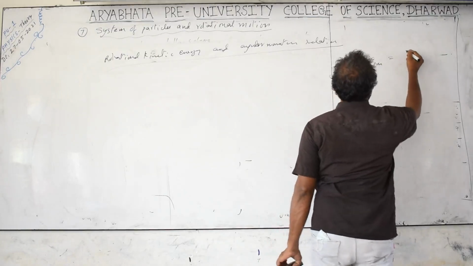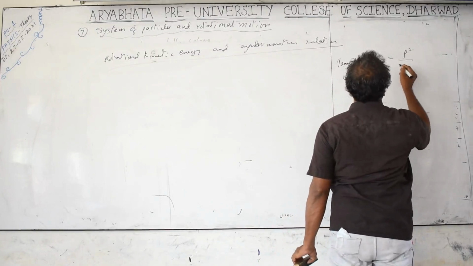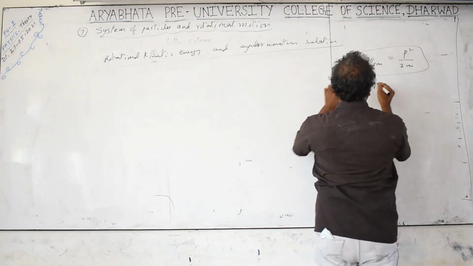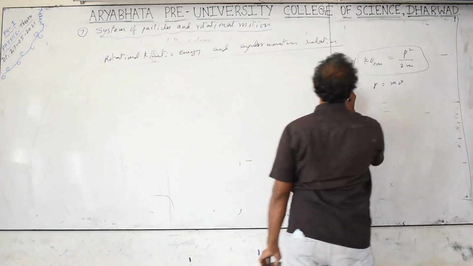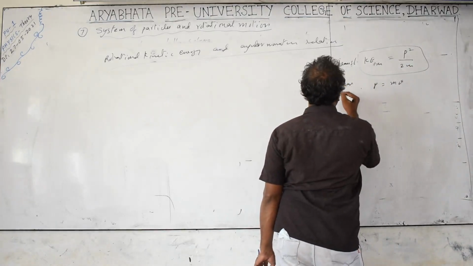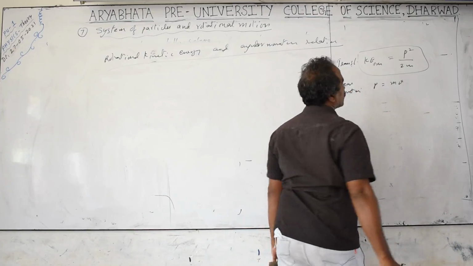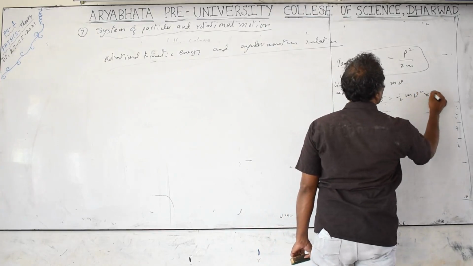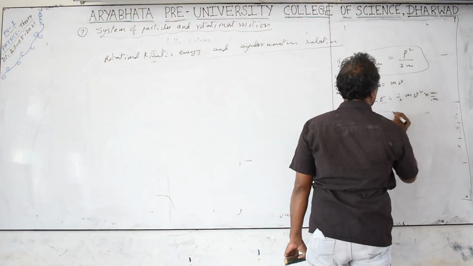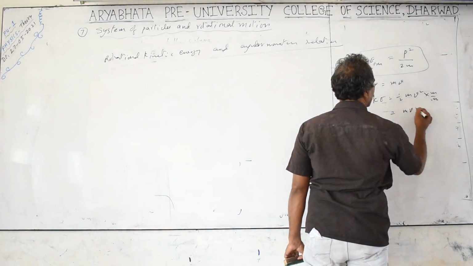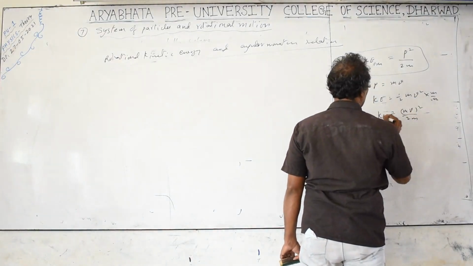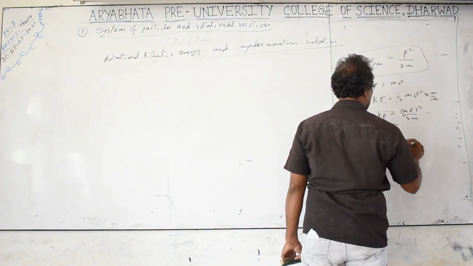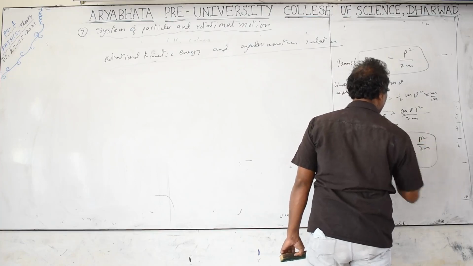translational kinetic energy is equal to linear momentum square by 2m, p square by 2m. How to get the relation: momentum is equal to mass into velocity. This is linear momentum. Linear momentum is mass into velocity, and the kinetic energy formula is half mv square, multiplied with mass. The result is m into m is m square. So mv whole square by 2m is nothing but translational kinetic energy. mv is p, therefore translational kinetic energy equals p square by 2m.